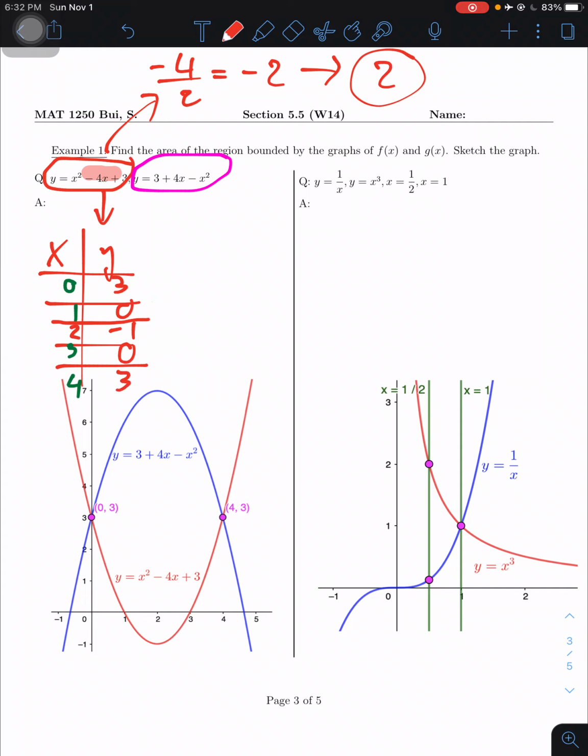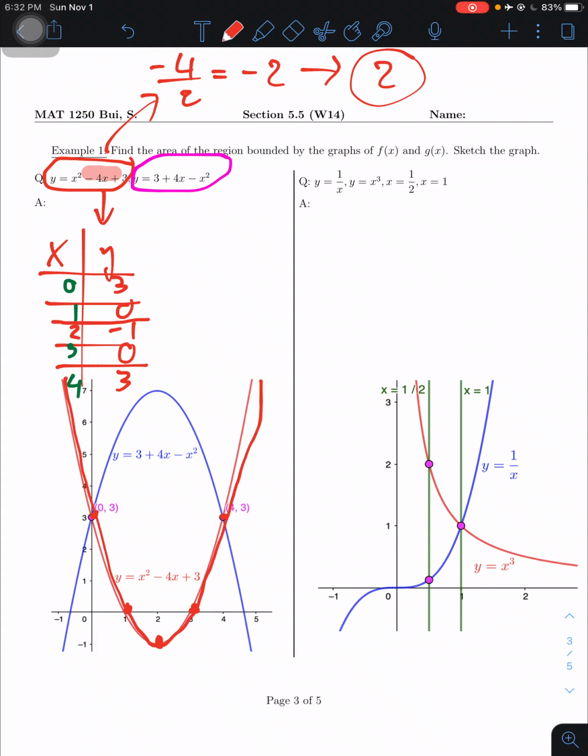This is 3. Okay, you're gonna plot them, right? So 0 and 3, it should be right here. And then 1, 0, right here. 2 and -1 is right here. And then 3 and 0, we got it down already. Oh wait, 0 and 3, there we go. That's the point I'm missing. And then 4 and 3 right here, right? So connect them together, you're gonna get this graph in here.